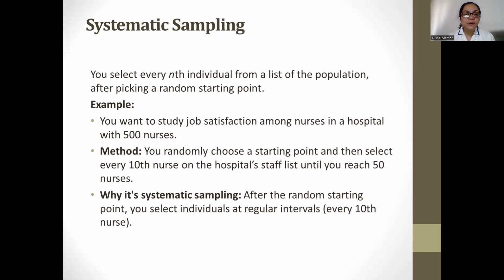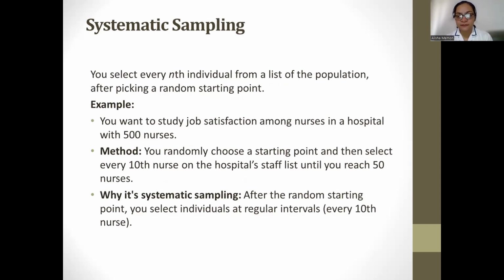Coming to systematic sampling. It is a type of probability sampling where every nth individual from a list of the population is selected after we have a starting point. Say, for example, we want to study job satisfaction among nurses in a hospital with 500 nurses. So there's a hospital where we have a list of 500 nurses, and we randomly choose a starting point and then select every 10th nurse on the hospital staff list until you reach 50 nurses.